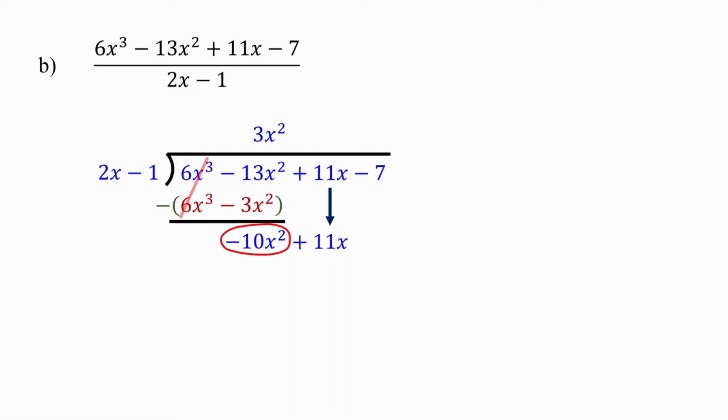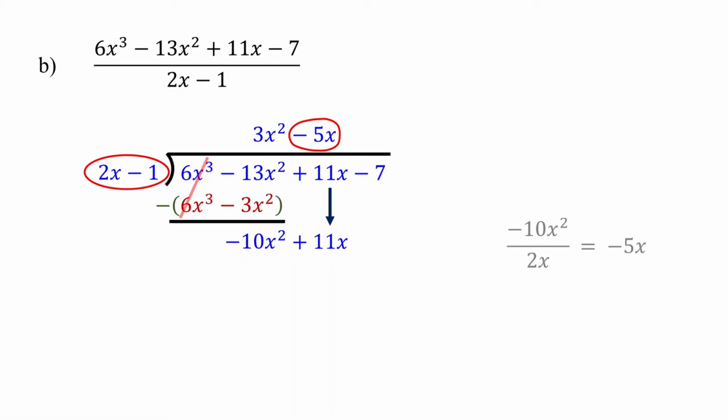Divide negative 10x squared by 2x. Negative 10 divided by 2 is negative 5. X squared divided by x is x. Write negative 5x on top. Then, multiply. Negative 5x times 2x is negative 10x squared, and negative 5x times negative 1 is 5x.